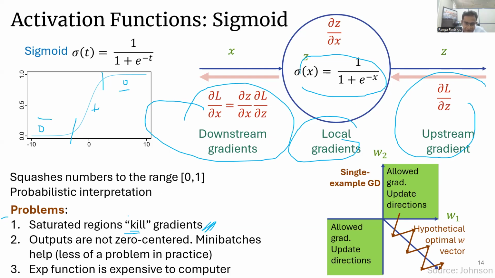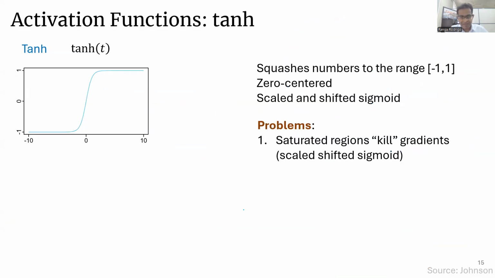There are other problems also. I will not explain those other problems too much. But this is the greatest problem of the sigmoid. So the sigmoid function should not be used as an activation function. Similarly, the problem is there in the hyperbolic tangent function. Saturation kills the gradients, but it is zero-centered.